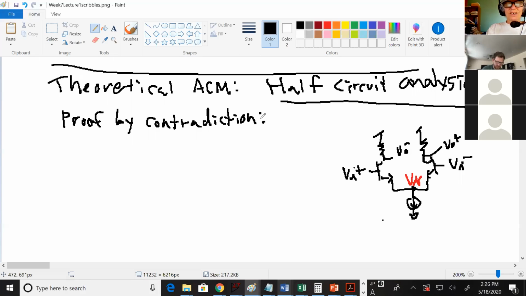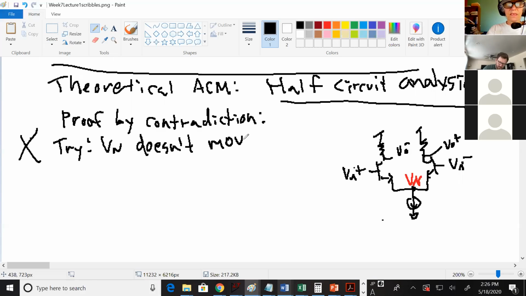All right, so I'm gonna try. Vn doesn't move. And this is proof by contradiction, so this is actually wrong. So first I'm going to say, okay, Vn doesn't move. And let's say, just like in the last example, I'll say Vi plus equals Vi minus equals 3 volts. And then I move that to 3.1 volts.